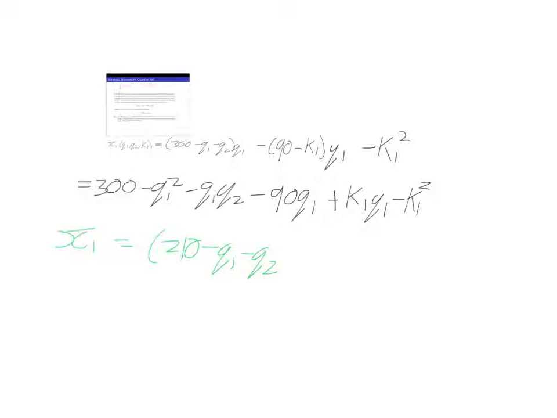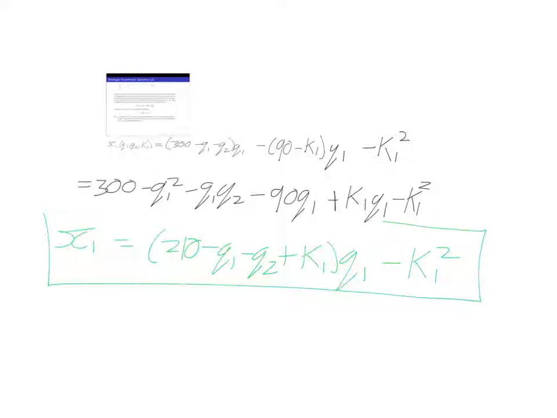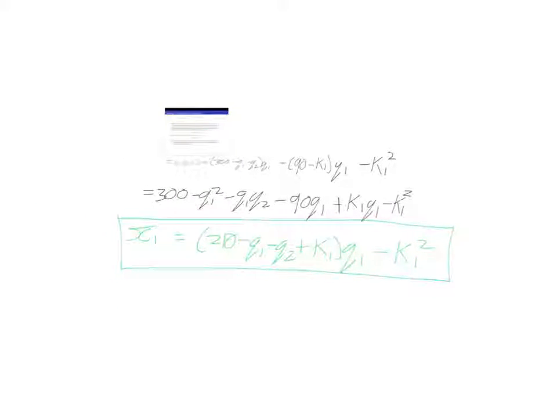Q2 plus K1 Q1 minus K1 squared. Okay, so this is firm 1's profit function. And if you could just write this down or make a note of it, because we will come back to it. But for now, we are going to work with this one that we just derived. But these two are the same thing. We're going to need this a bit later.